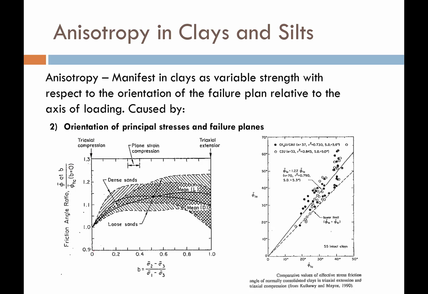So that makes sense, because at B equals 0, that ratio should be equal to 1. So notice how everything normalizes to a value of 1 at B equals 0. But check this out. For most soils, once you move away from axial compression and start moving towards extension, those friction angles go up. They go up, up, up.